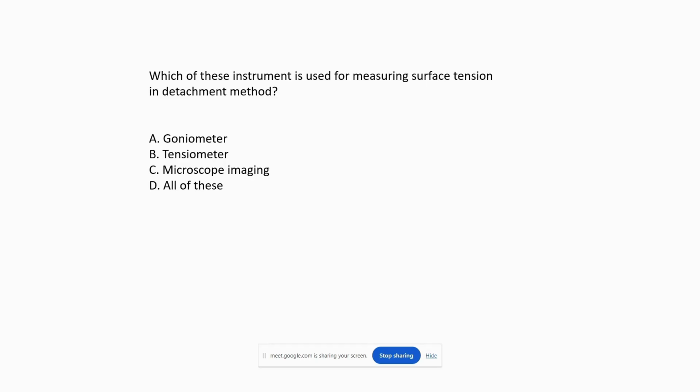This is the next question. Which of these instruments is used for measuring surface tension in detachment method? No. So here the correct answer is tensiometer. So as I said, the detachment method is using force to pull it out. So the tensiometer is used. Goniometer is used for the sessile drop method.